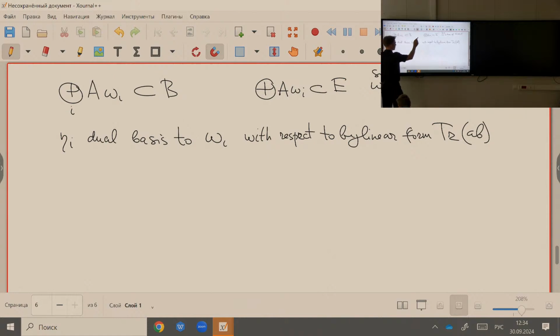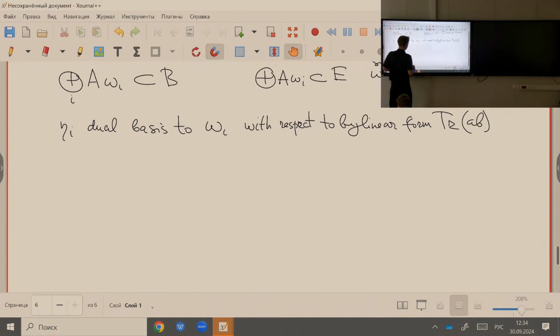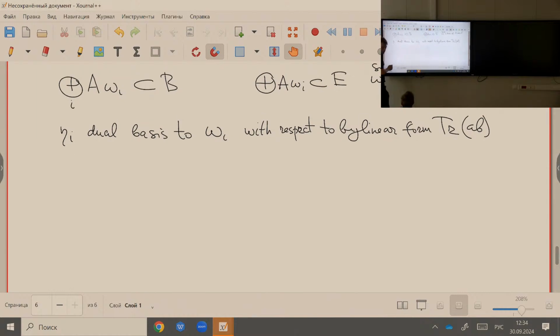I do not remember precisely which one should be inside B. So I mean, this one or this one. So let me start and then let me correct it. Yeah. So suppose you have an element b inside B.